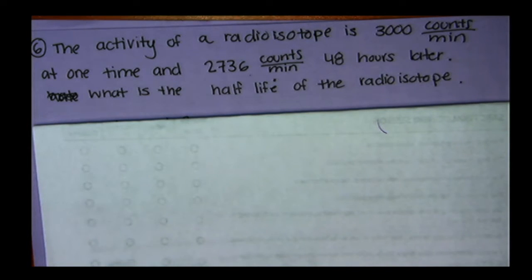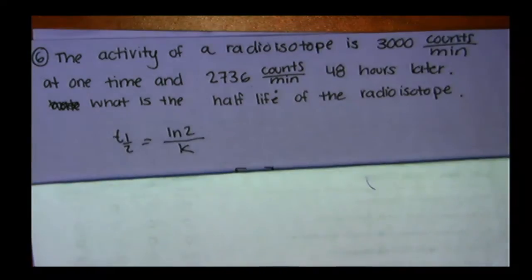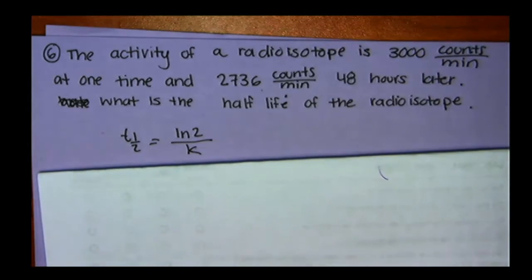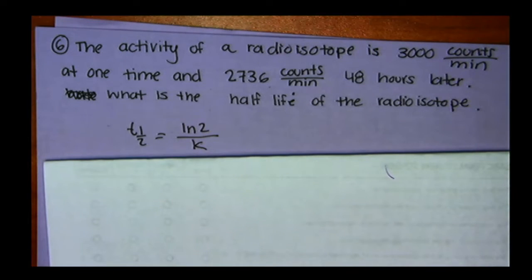All right, so they asked me to find the half-life. The half-life is ln of 2 over K. That's the 0.693 thing that you tend to memorize instead of just ln of 2. And in order to find K, I'm going to use my integrated rate law. I know that I'm going to use my integrated rate law because they gave me a time and they gave me two separate concentrations.